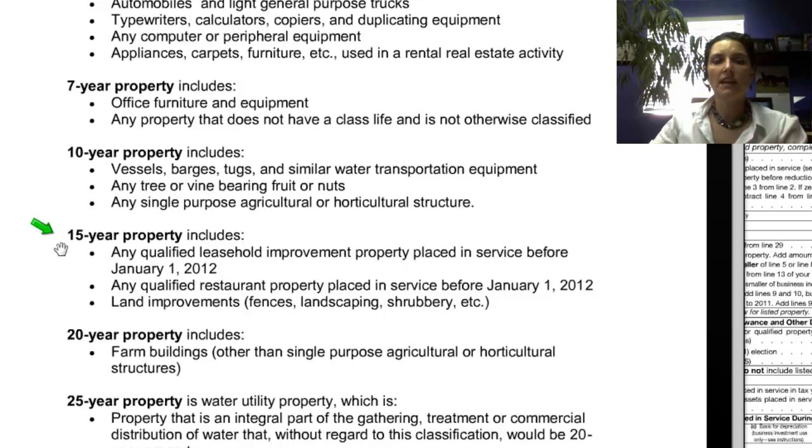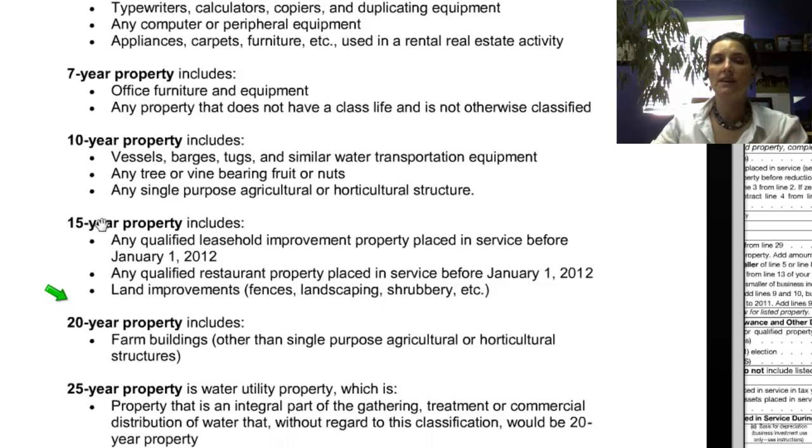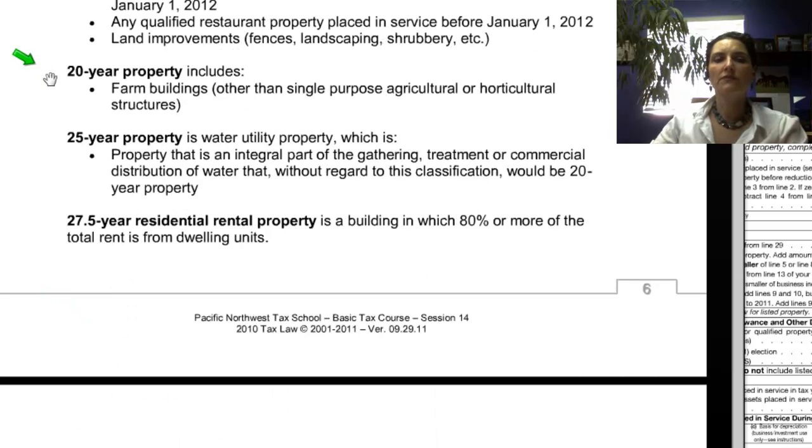15-year property includes any qualified leasehold improvement property placed in service before January 1, 2012, and any qualified restaurant property placed in service before January 1, 2012. It also includes land improvements such as fences, landscaping, shrubbery, etc. 20-year property includes farm buildings other than single-purpose agricultural or horticultural structures.